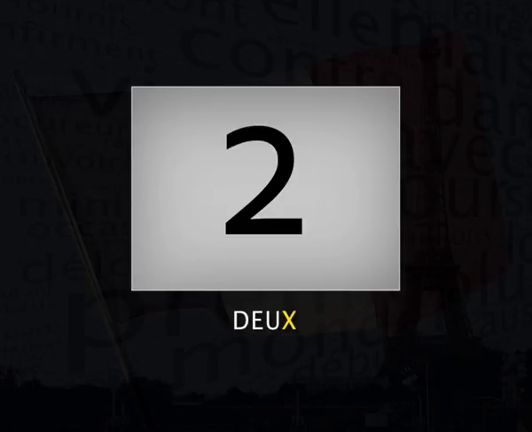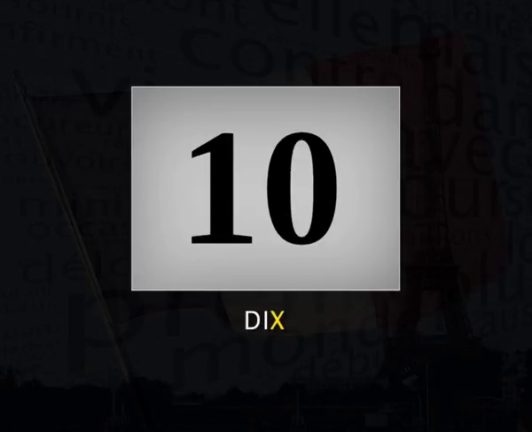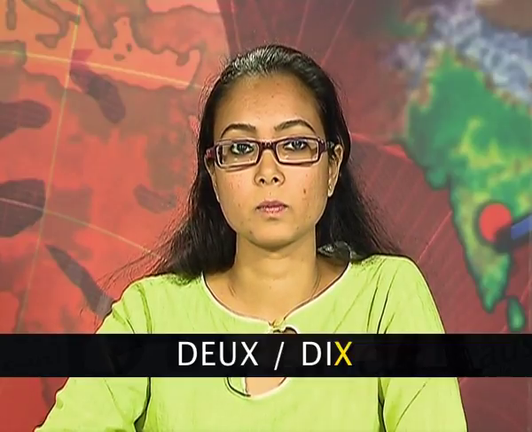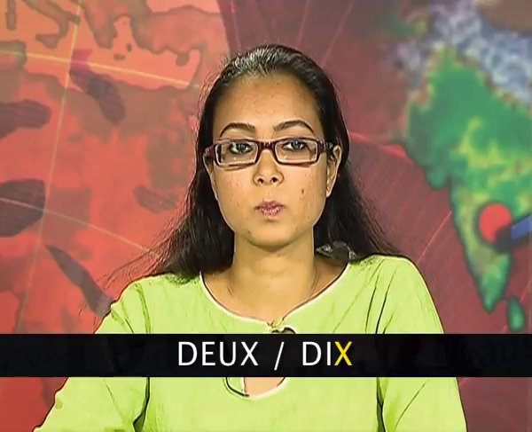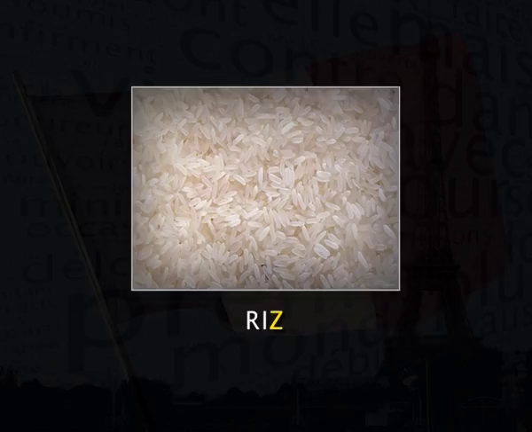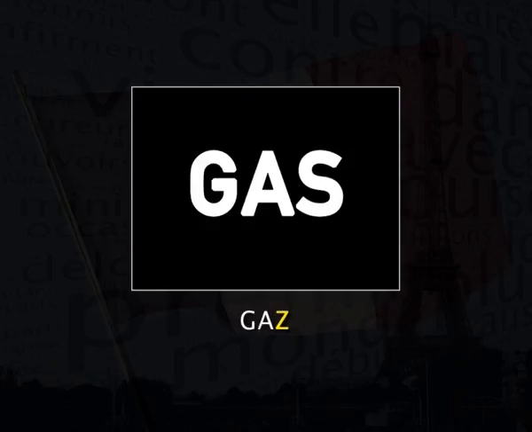Deux and these. The X in deux is silent, but the X in these is pronounced. I'll again repeat the words. Deux and these. The X in deux is silent, but the X in these is pronounced. Riz and gaz.